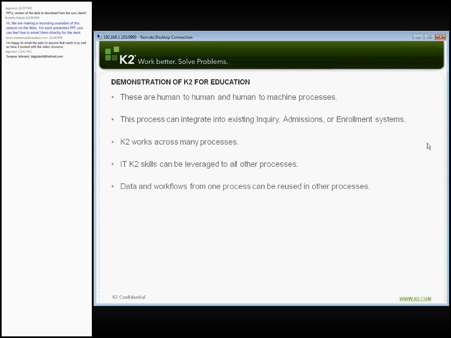K2, again, can work across many processes. And really, once IT skills, K2 skills, and not necessarily IT skills are leveraged, you can use those across other processes.